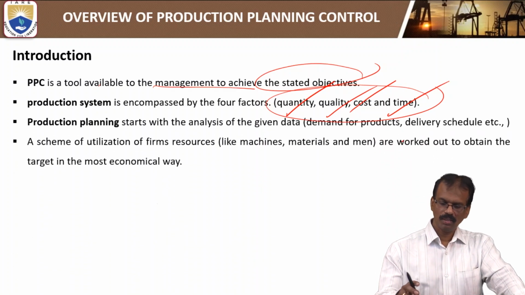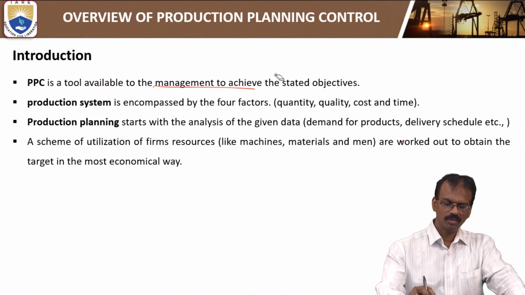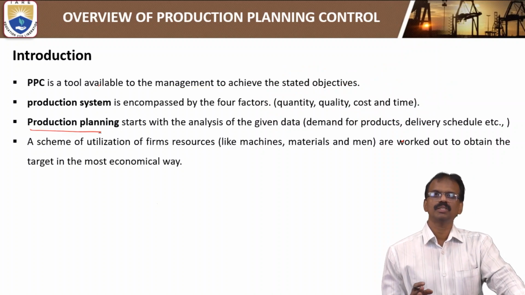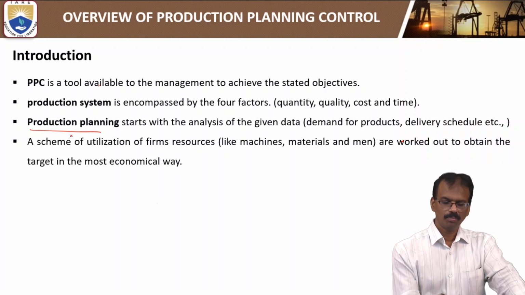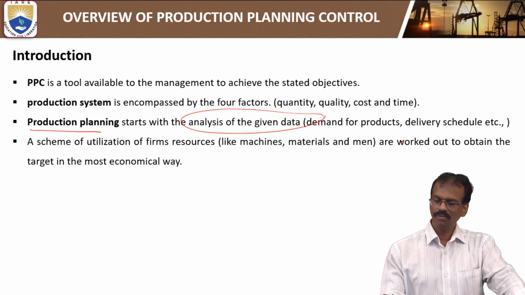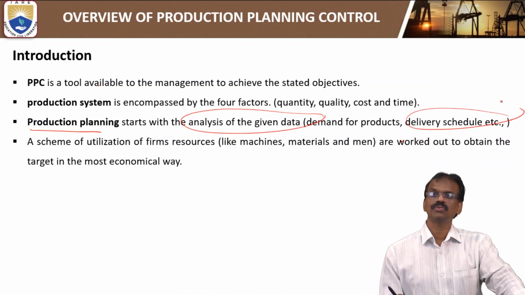We already saw this, but repeating once again: production planning and control. Production planning starts with the analysis of the given data. We analyze the demand for the product in the present market, and we have to study the delivery schedules.